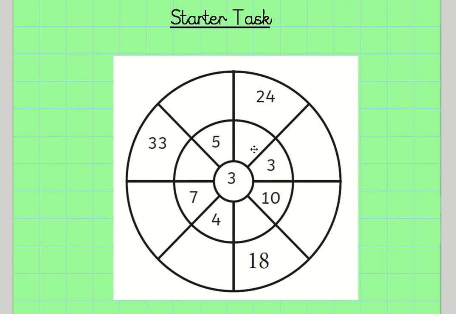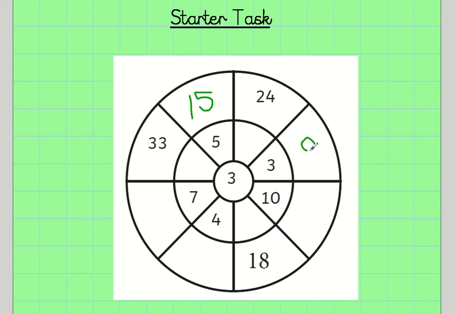So you might want to pause it and have a go on a separate piece of paper at writing down the missing answers, and then I will fill them in a minute. So let's go through them and see what we had in common. We've got 3 times 5 is 15. Let's do the easier ones first.